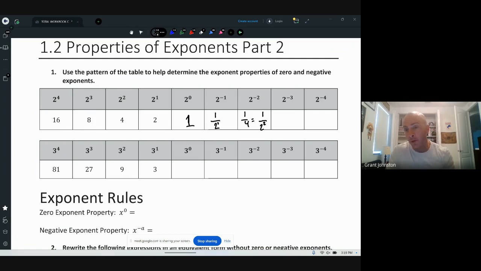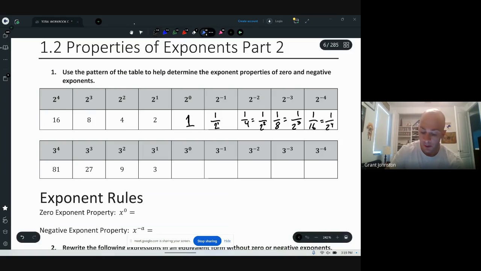1/4 divided by 2 is 1/8. Or we can even call this 1 over 2 to the third. 1/8 divided by 2 is 1/16. Or I can even call this 1 over 2 to the fourth. So let me highlight these ones. So that's kind of interesting.